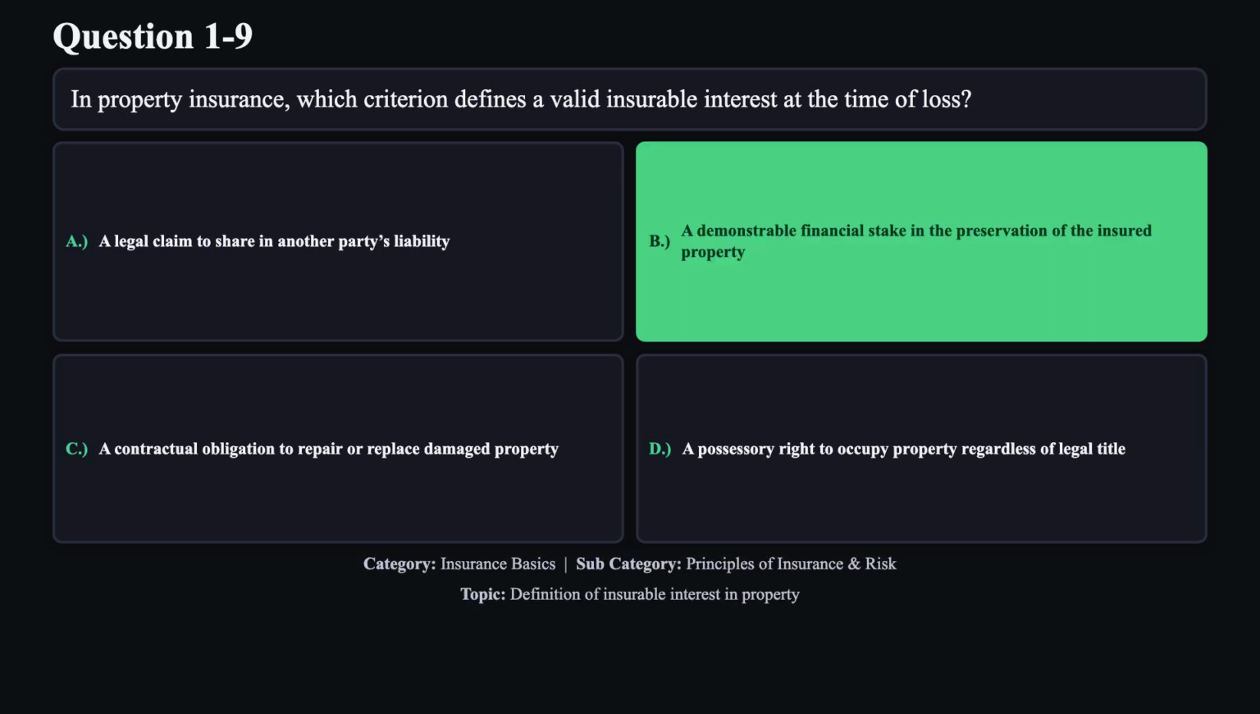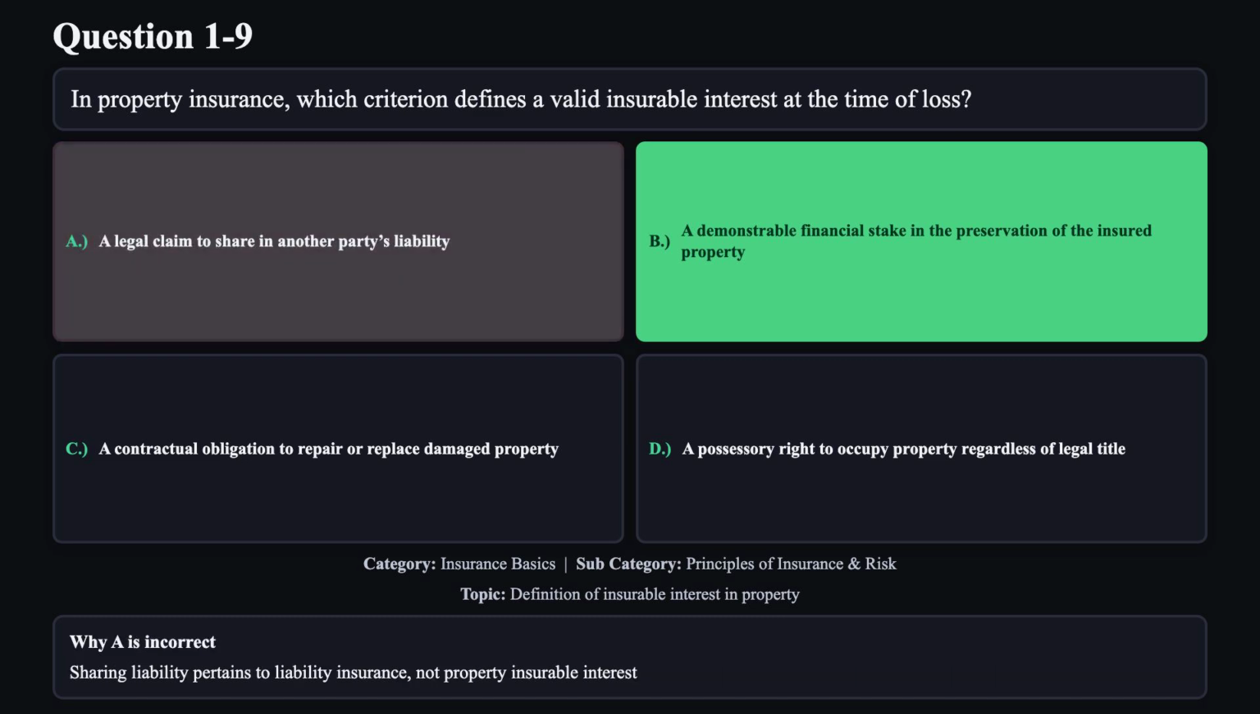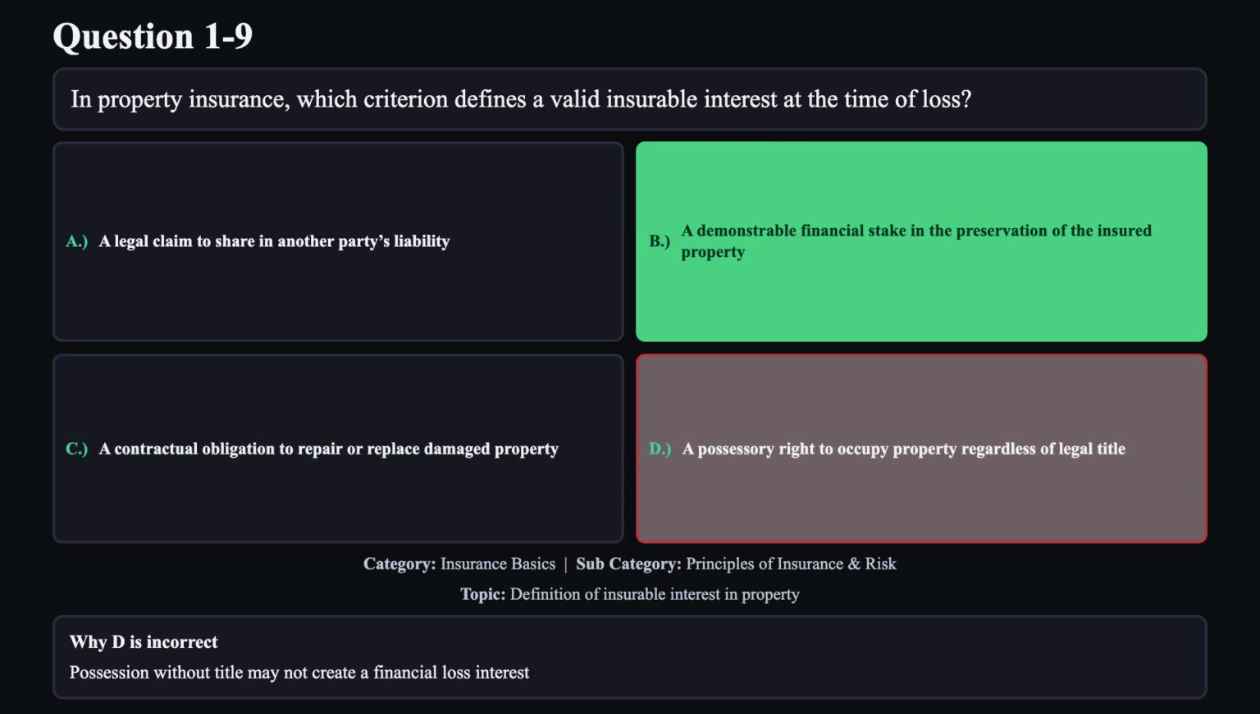The correct answer is B. Insurable interest requires that the policyholder would suffer a financial loss if the insured property is damaged or destroyed at the time of loss. Reason A is not correct. Sharing liability pertains to liability insurance, not property insurable interest. Reason C is not correct. A repair obligation does not establish a financial stake in ownership. Reason D is not correct. Possession without title may not create a financial loss interest.